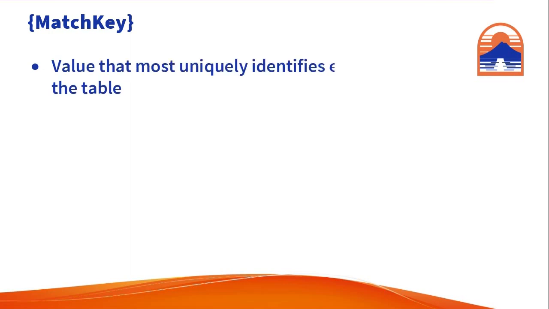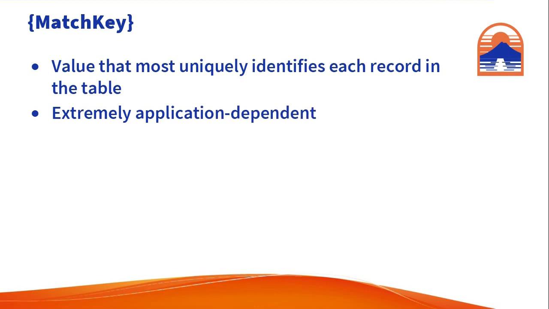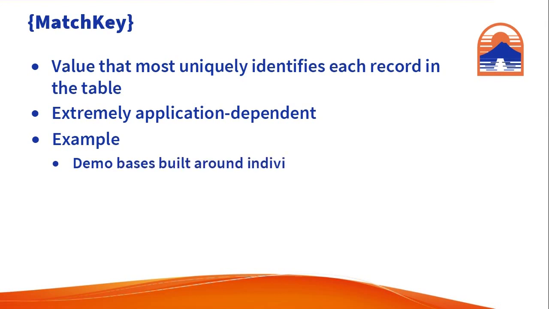Throughout this video and the user's guide, you will see references to key or match key. This is a value, often a calculated value, that most uniquely identifies each record in the table. As a result, it is extremely application and business process dependent. For example, in the demo bases, the record I'm deduplicating contains various data about an individual: name, address, employer, and the like. It's the sort of record one might find in a membership or subscriber list, a prospect or customer relationship manager, or something similar.